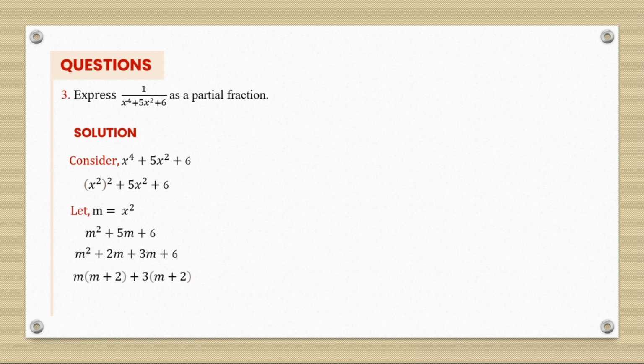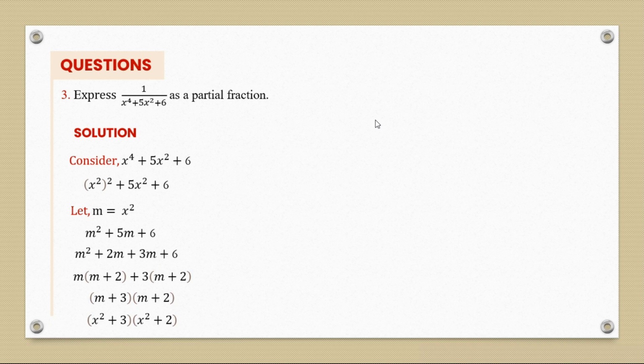So we'll have m into m plus 3 plus 2 into m plus 3. What happens right here is that between these two we factorize out m, and between these two we factorize out 2. And as you can see, we'll have the brackets m plus 3 and m plus 2 multiplying each other to form that. But remember what our m value represents. m is x squared. So we have x squared plus 3 into x squared plus 2.